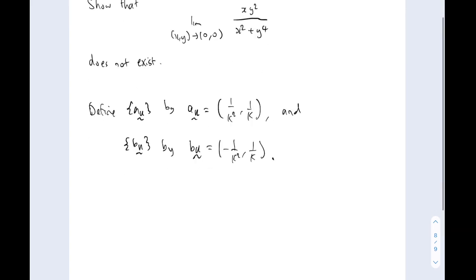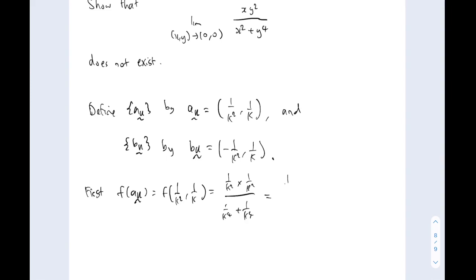Now, we do the same thing as before. We find f of ak, so f of ak equals f of (1 on k squared, 1 on k), which is 1 on k squared times 1 on k squared over 1 on k to the 4 plus 1 on k to the 4. And this is just 1 on k to the 4 over 2 on k to the 4, which is a half. This goes to half as k goes to infinity.